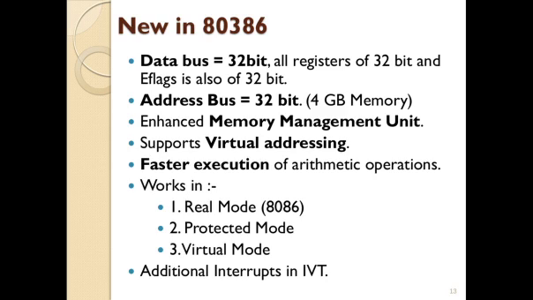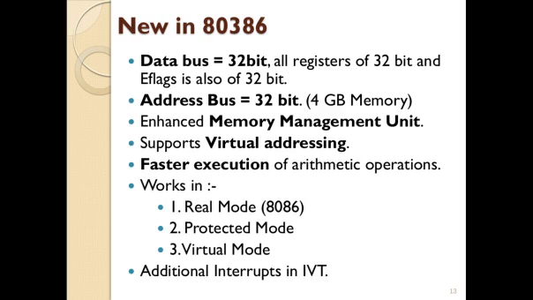In the features, data bus length is 32 bits. So all registers of 80386 are 32 bits in length, and the flag is also 32 bits. So a total of 32 bits are used to store the flag value. We can transmit a 32-bit address, so we can point to 4 GB of memory by using 32 bits. So the memory limit is 4 GB for addressing.